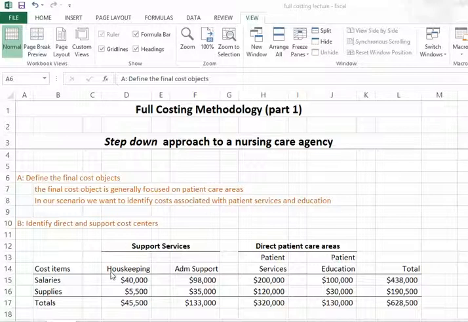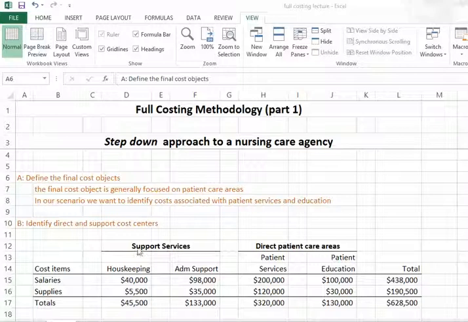This includes housekeeping and administrative support. Housekeeping is fairly self-explanatory. Administrative support are the things such as billing, accounting, human resources, and so forth. And as you can see, what we ultimately will end up with is a highly complex process in terms of allocating. We've also allocated cost items in differentiated salaries and supplies.